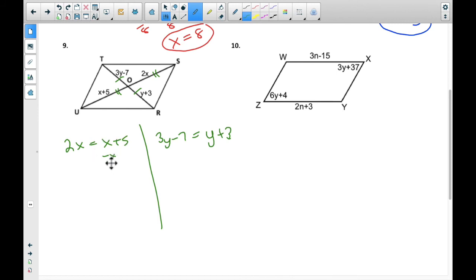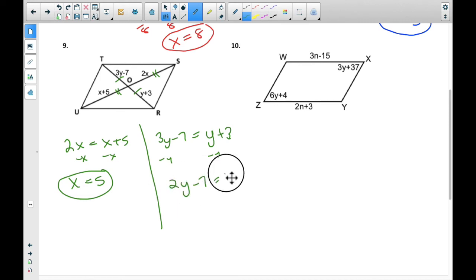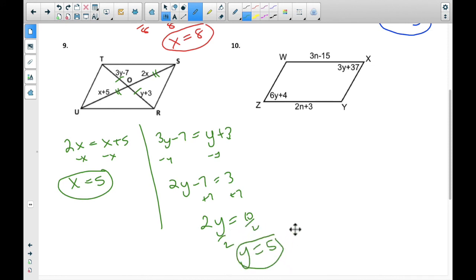So if I subtract x from both sides, and that's like subtracting a 1x, I get x equals 5. That was good, easy enough. This, I'm going to subtract my y. That gives me a 2y minus 7 equals 3. I need to add 7 to both sides, so I get 2y equals 10. I divide by 2, and I get y equals 5.